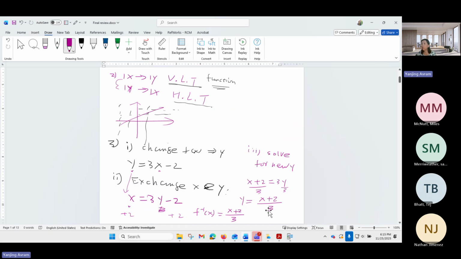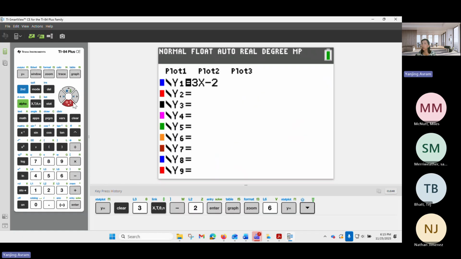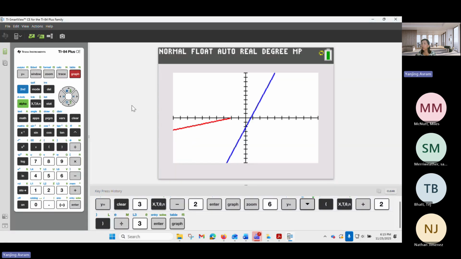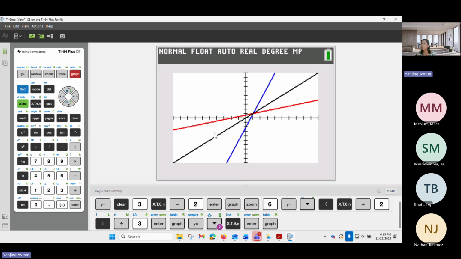If I graph this inverse in a calculator, let's see what happens. We have y equal to (x plus 2) over 3. That's my inverse. And then we graph them. So the right one is the inverse, right? And if I graph y equal to x in the middle, look at this one right here. y equal to x is exactly in the middle.